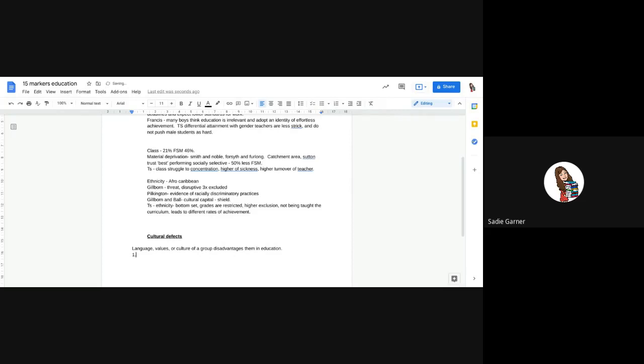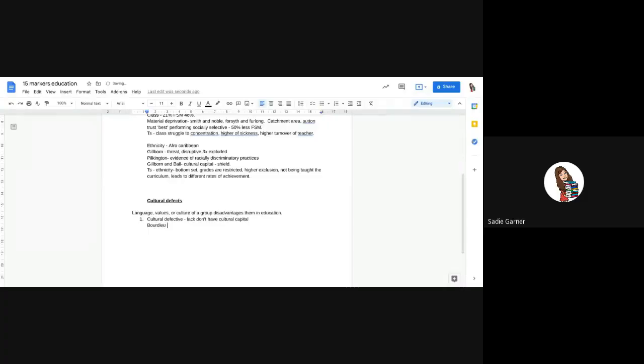Okay, so the paragraphs are as follows. Paragraph 1 is when a group may be culturally defective if they lack or don't have cultural capital. So this paragraph is going to be anyone who mentions cultural capital. So Bourdieu, cultural capital. You can also add symbolic violence and habitus.